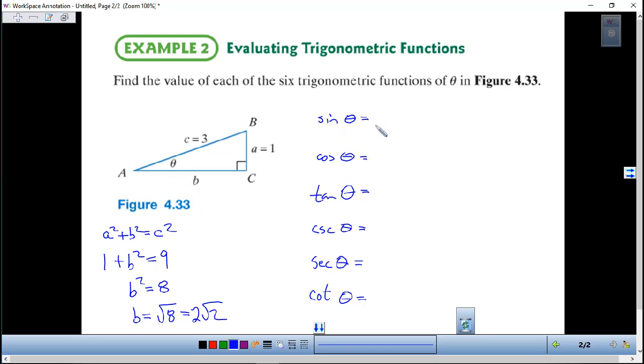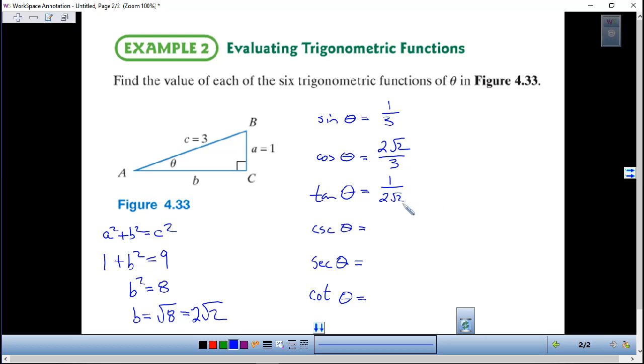So the sine is opposite over hypotenuse, so it's going to be 1/3. The cosine is going to be adjacent over hypotenuse, which is going to be 2 square roots of 2 over 3. The tangent is opposite over adjacent, so that's going to be 1 over 2 square roots of 2.